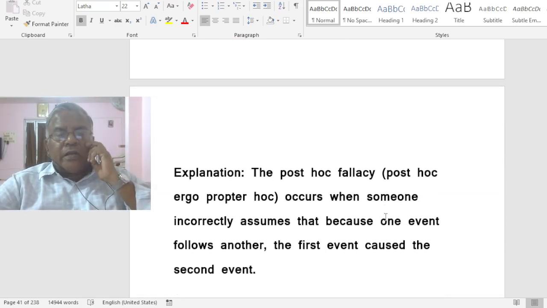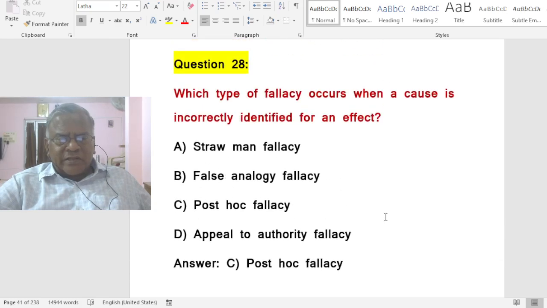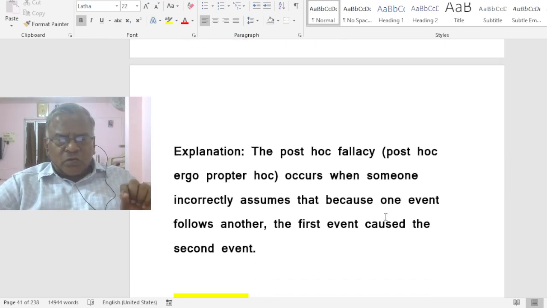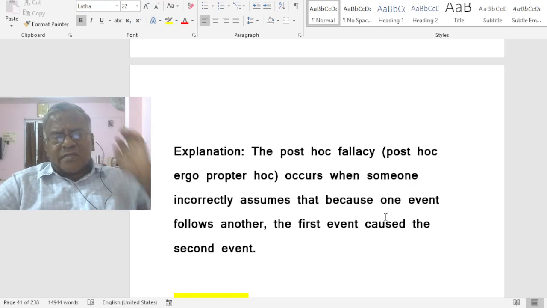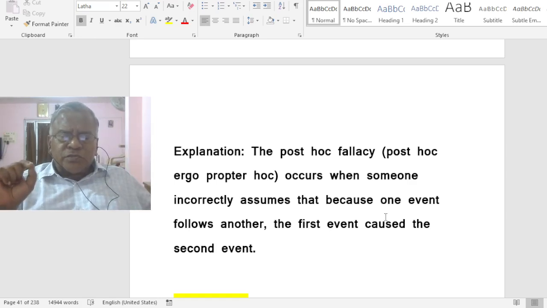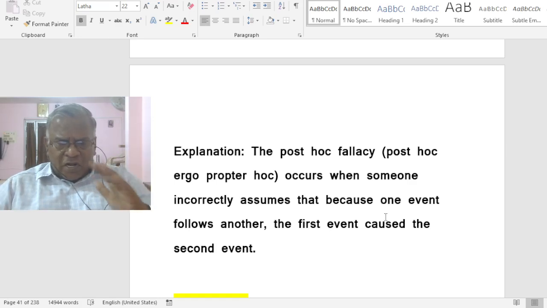What does this mean? The post hoc fallacy occurs when someone incorrectly assumes that because one event follows another, the first event caused the second event. Do you understand what this is? I think you need to reflect on this. So, 2 things happen. The post hoc fallacy says, when someone incorrectly assumes that because one event follows another, the two events follow one after another.